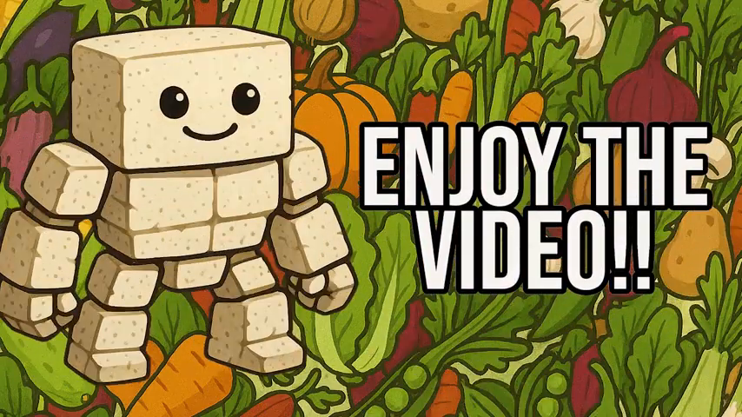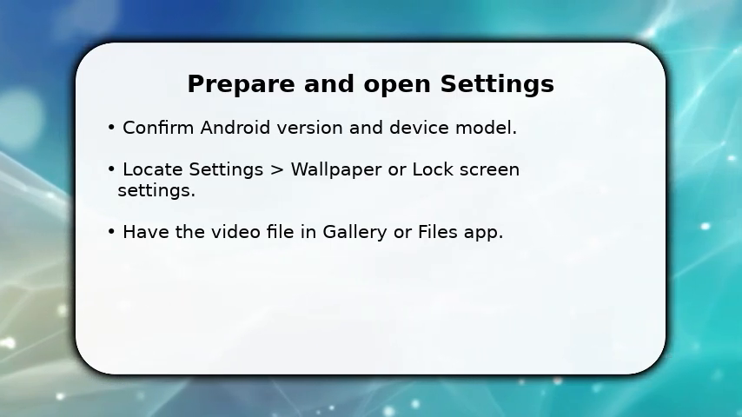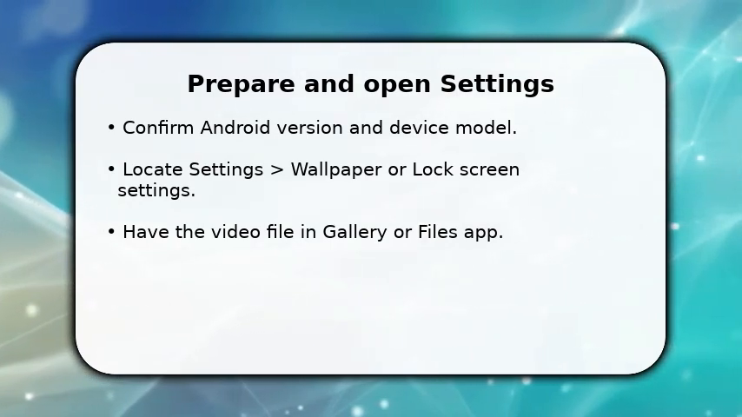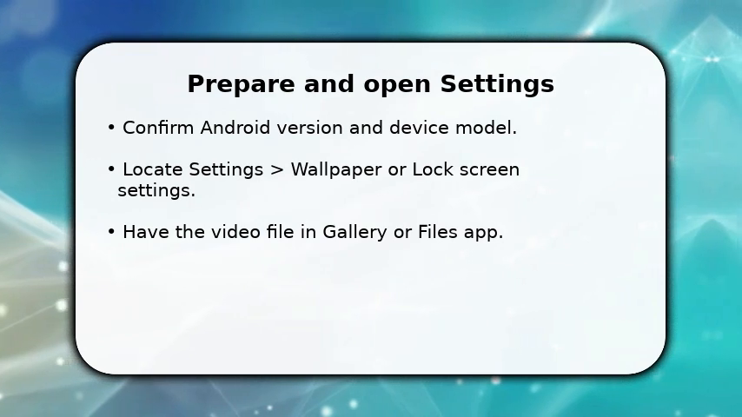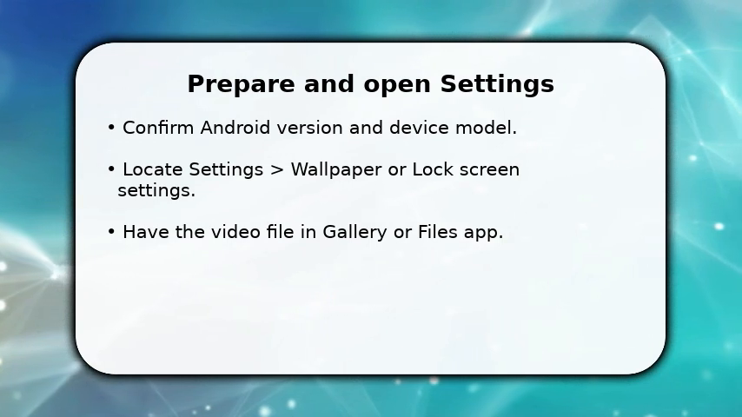Please enjoy the video. You'll start by confirming the Android version and where the device stores wallpapers, because options vary by OEM. Open Settings and go to Wallpaper or Lock Screen Settings now. That's the first actionable step.